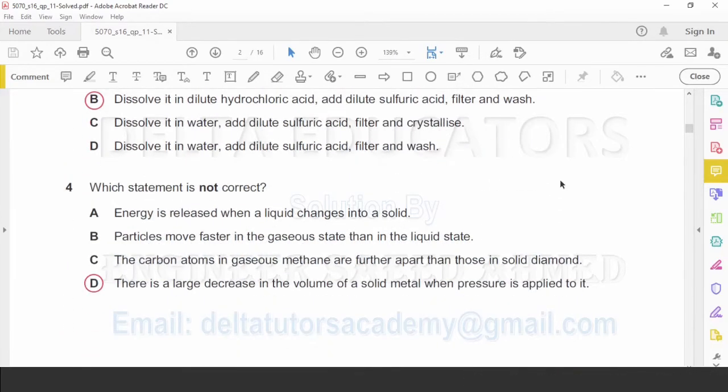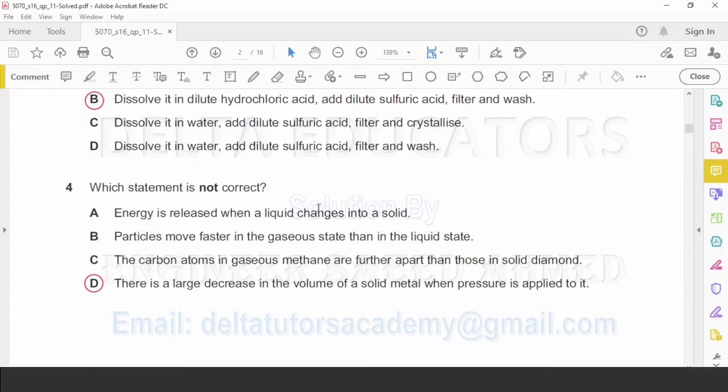Question number 4. Which statement is not correct? Option A, energy is released when a liquid changes to solid. When a liquid solidifies, the energy is released. It is an exothermic process. It is correct. Here we have to find out the statement which is not correct. Since this statement is correct, this option is not our possible option.